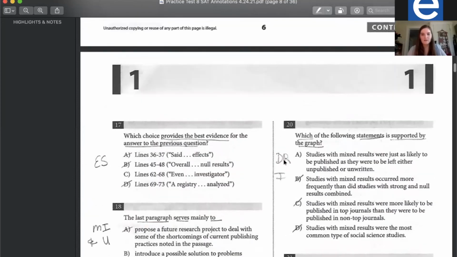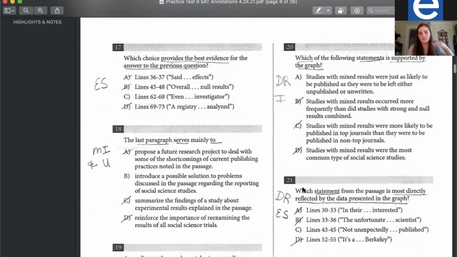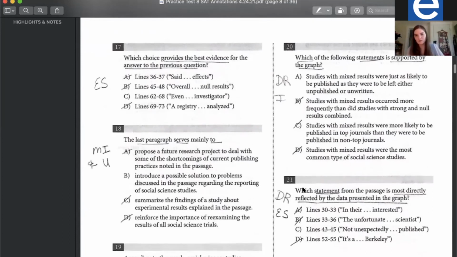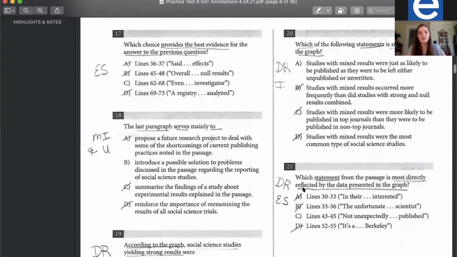The data response: which of the following statements is supported by the graph? If you're dealing with things that are supported by the graph or supported by the chart, those are all data response questions, because they're going to be focusing on you interpreting the data or assessing the author's interpretation of the data, and things like that. It's also an inference because you have to infer a conclusion, kind of. So here you have to deduce what the conclusion would be, based on the information given to you.